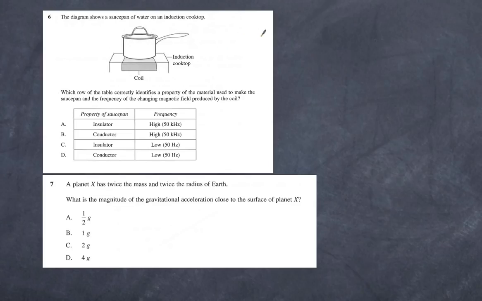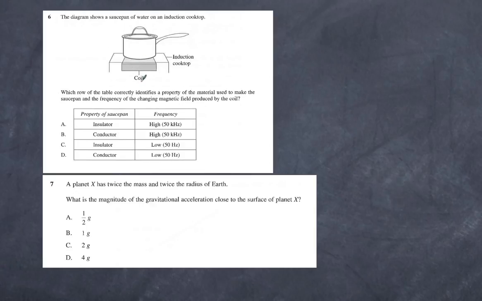The diagram shows a saucepan on an induction cooktop. Which row of the table correctly identifies the property of the material used to make the saucepan and the frequency of the changing magnetic field produced by the coil? Well, we need a rapidly changing flux in order to generate eddy currents, and those eddy currents will cause the metal to heat up, and as a result we have the heat being transferred into the saucepan.